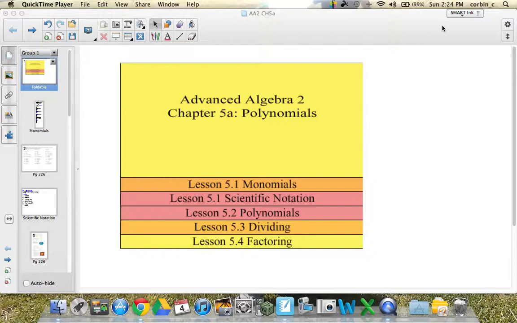If you missed something or if you're not sure about an example, please feel free to rewind it and rewatch it at any time. So we're going to start by making our foldable. For this foldable, we will need 3 sheets of paper. So at this point, you can stop the video, you can pause it, and label all the parts of your foldable.